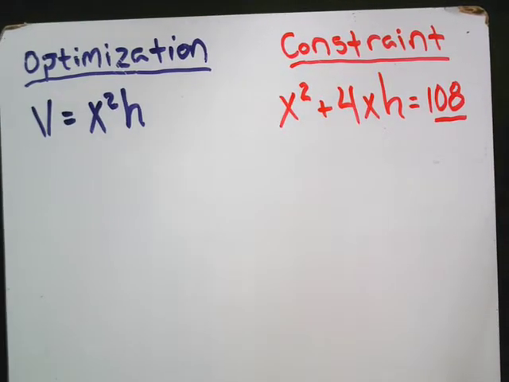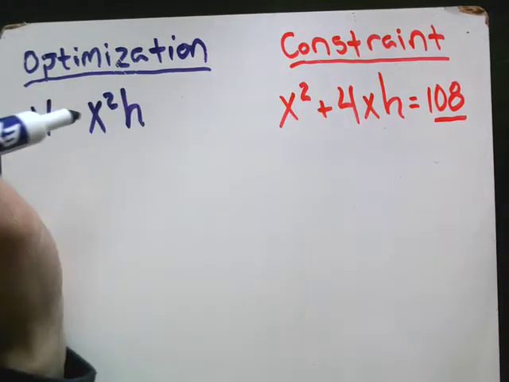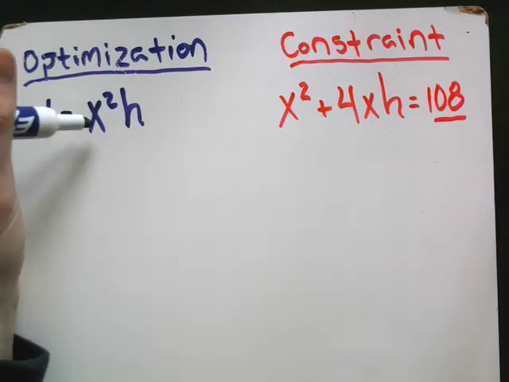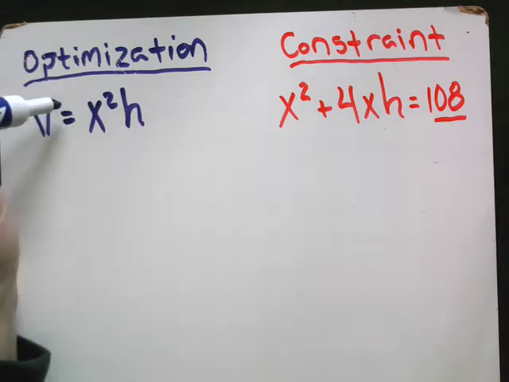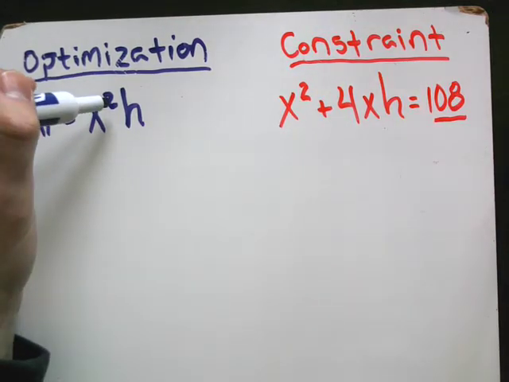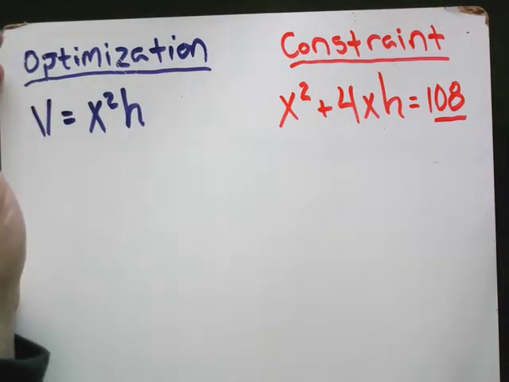Same thing as before. We have an equation in two variables. The volume that we're trying to optimize is x squared times h. We want to get this into one variable.